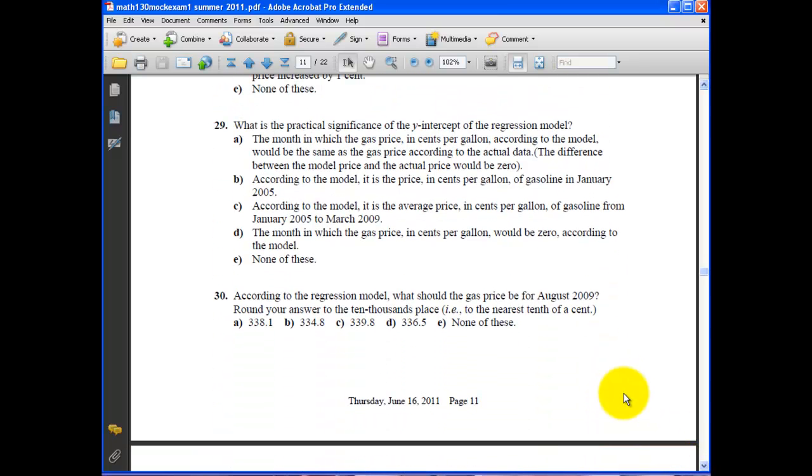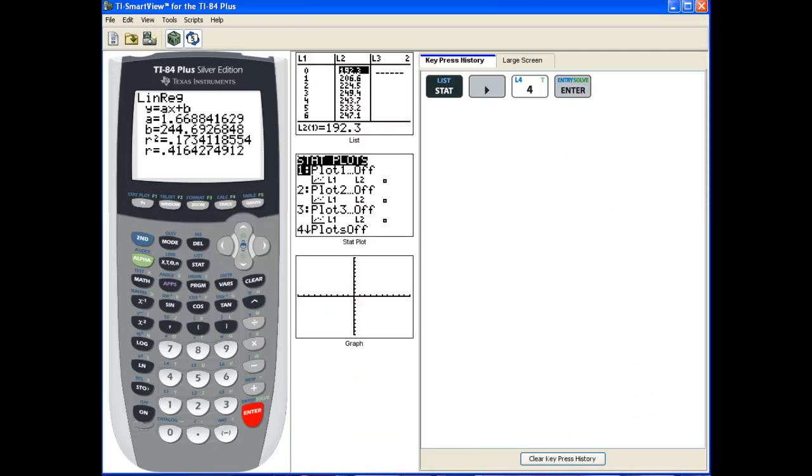So for the next question, number 29 says, what is the practical significance of the y-intercept of the regression model? Let's go back and refresh to see what that is. The y-intercept was 244.693. Now, when you're interpreting an intercept, whether it's a y-intercept or an x-intercept, it's always really helpful to think of what the 0 coordinate means in that particular context.